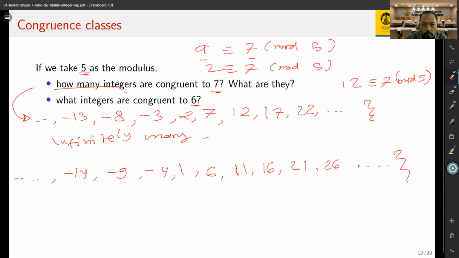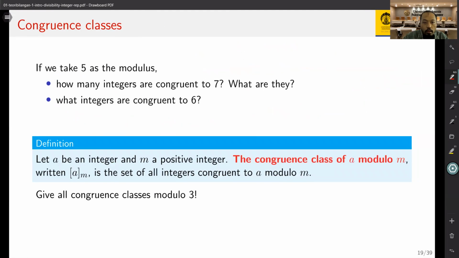So the definition is here. The congruence class of A modulo M, which you write with square brackets around A with subscript M, is the set of all integers congruent to A modulo M.